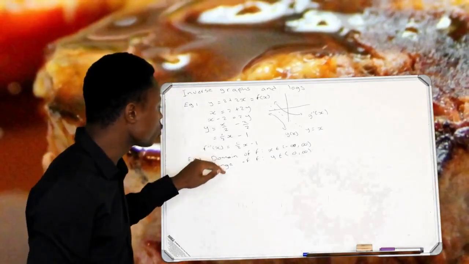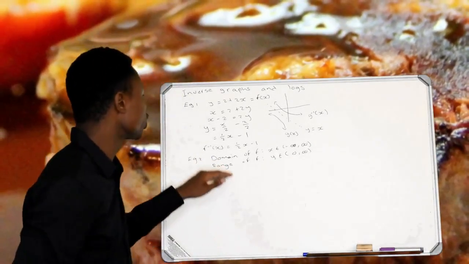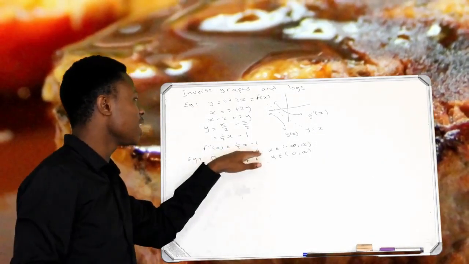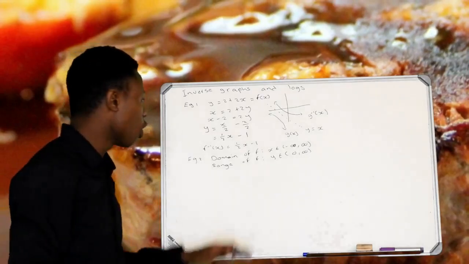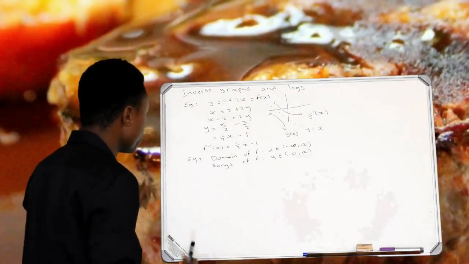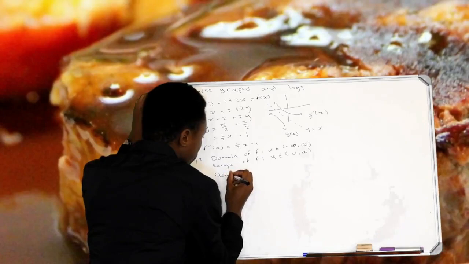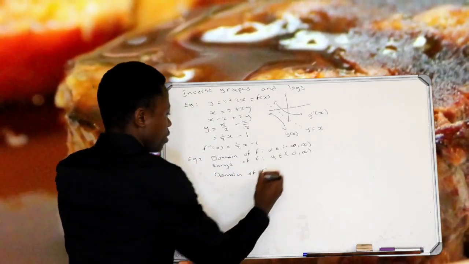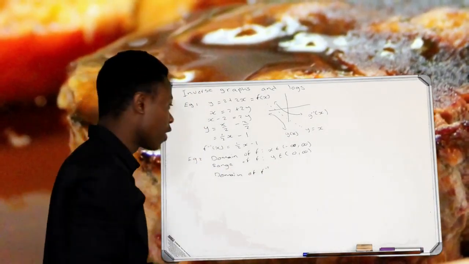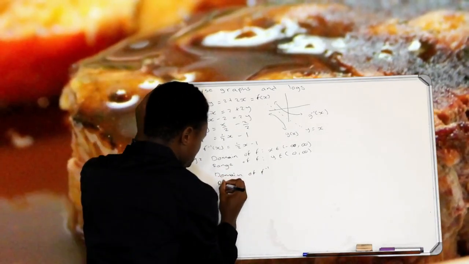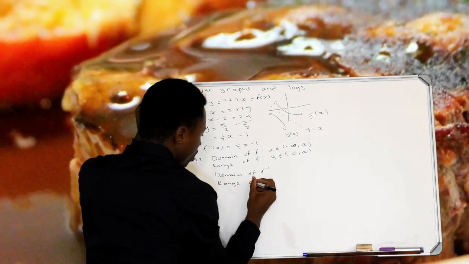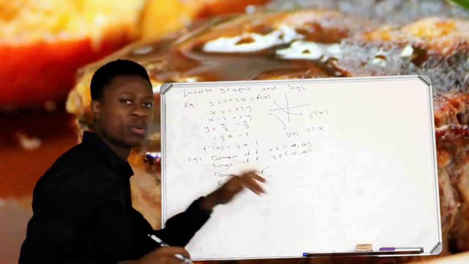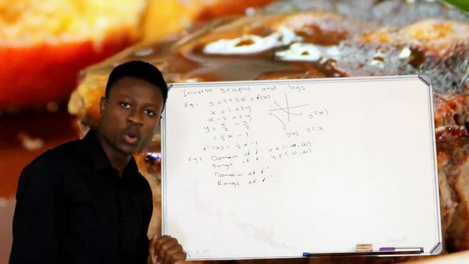So now the question says, what is the domain and the range of f inverse of the same graph? So what is the inverse domain and range of the function f, right? So what are we saying? We're saying, what is the domain of f inverse, right? Remember, it's f to the negative 1. And then what is the range of f inverse? So these are the two things that we want. This is basically what the question is asking for.